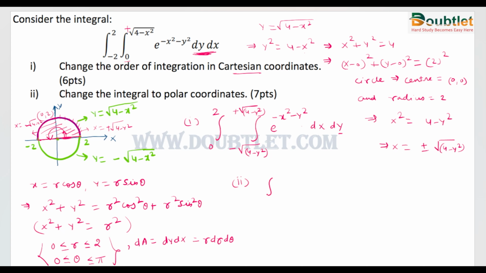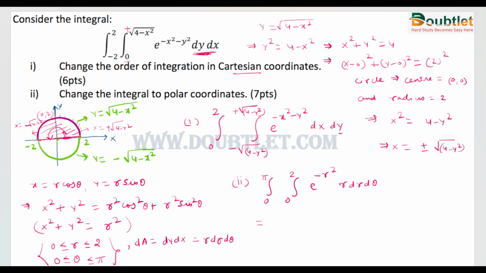That is, we can write this as e to the power minus of x square plus y square, and that we can write as r square, and dy dx we can write as r dr d theta. And first we need to put the limit of r, and then the limit of theta. So r varies from 0 to 2 and theta varies from 0 to pi.